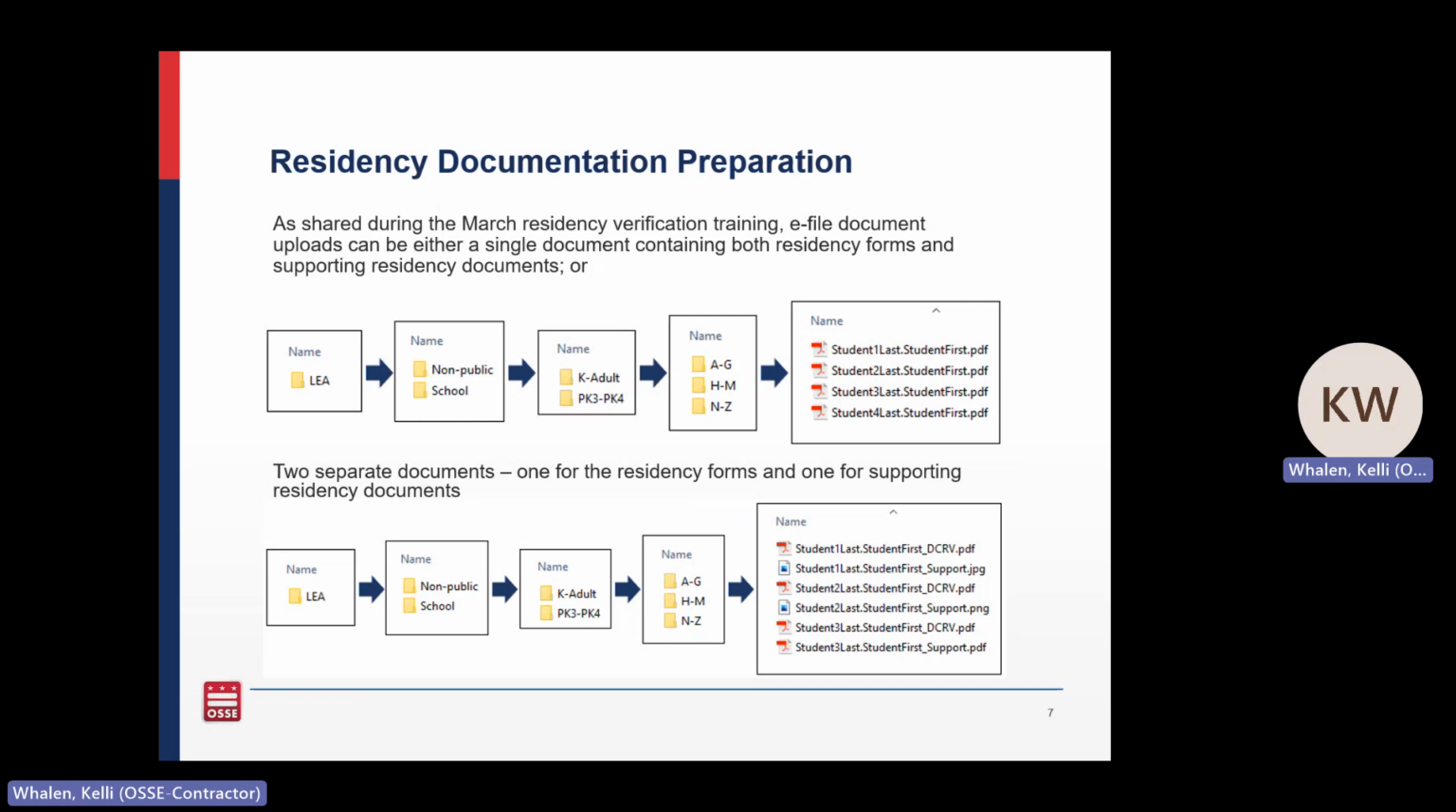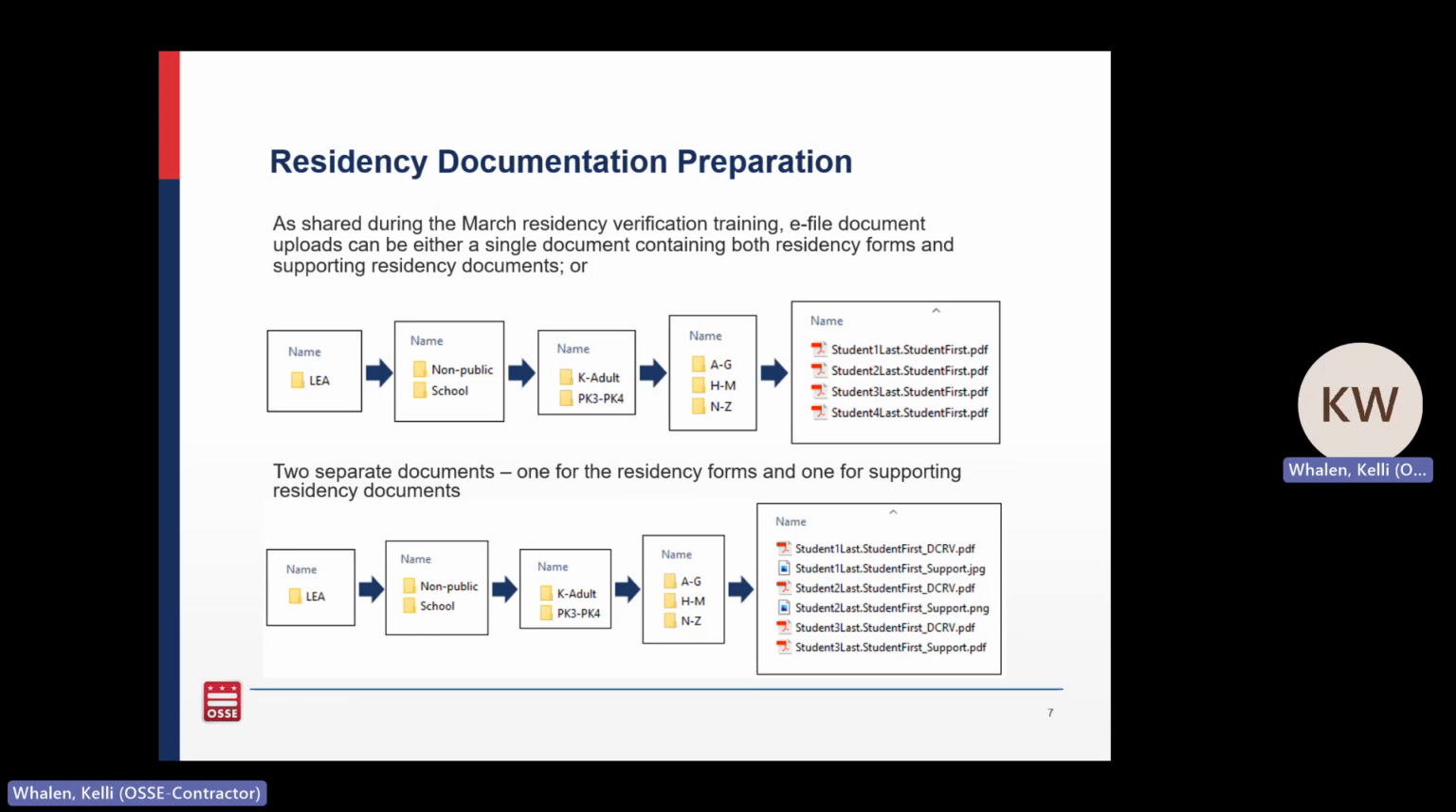Inside those folders, you're not going to make an individual folder for each student. You are just going to start saving PDFs wherever they belong according to the alphabet. Now, where the PDFs are concerned, you have two options. You can either combine everything into one PDF document. So that would mean a student's DCRV followed by their residency support. And you could name it studentlast.studentfirst.pdf. That's just the name of the file, one file per student. So if you have 100 students, you have 100 files.